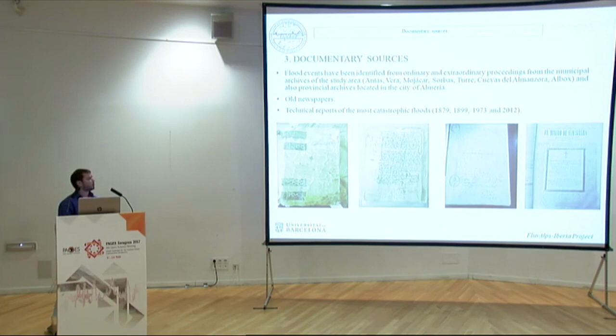It's Mojácar, Sorbas, Santurce, and in the near future we will be able to reconstruct the data series like in Antas or Almanzora. There are also some old newspapers. They started in the middle of the 19th century, more or less 1860, the first one, and there are some technical reports about the catastrophic floods, like in 1879, which was the biggest one, 1973, and of course the last one in 2012.